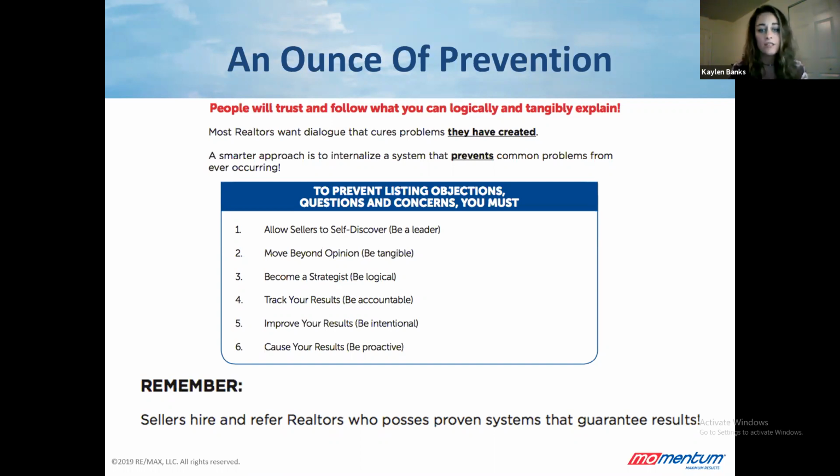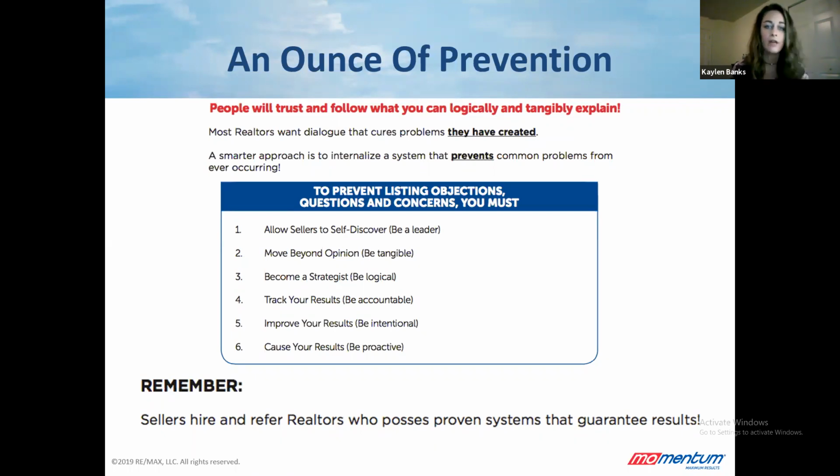These transactions can get emotional. You're dealing with properties that people have very highly emotional ties to. So we must be intentional and proactive. We kind of have to step away and be that consultant. You kind of want to track your results too. So by tracking your results, you see where your weaknesses are.